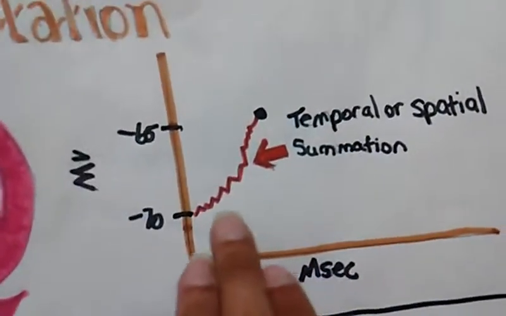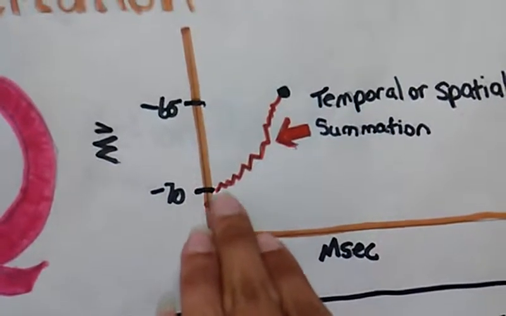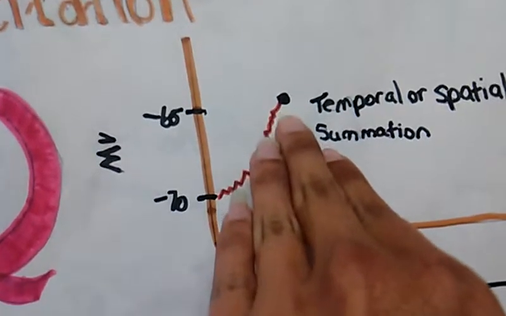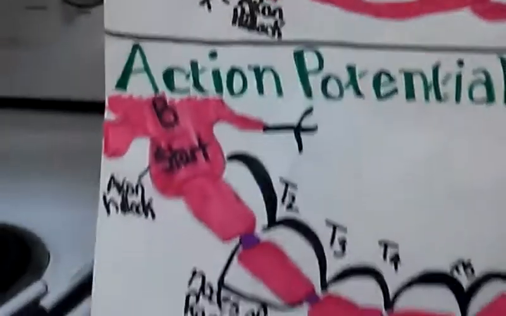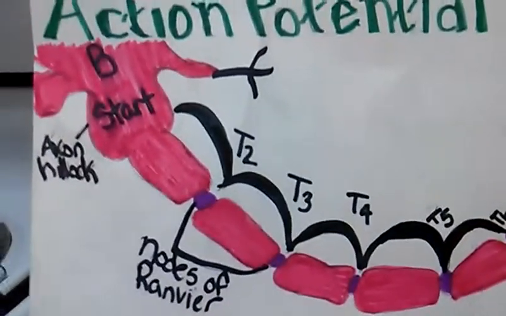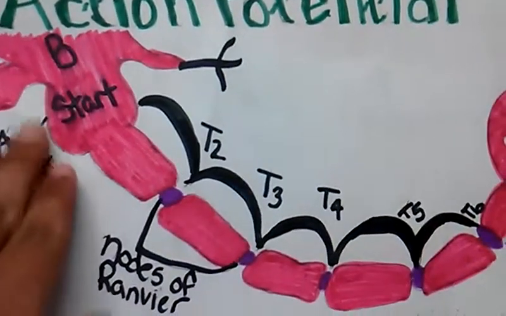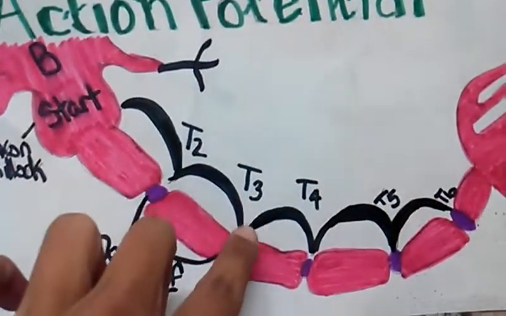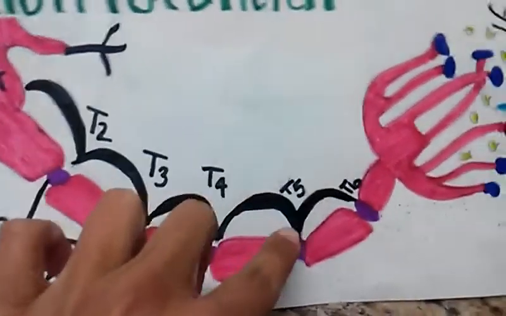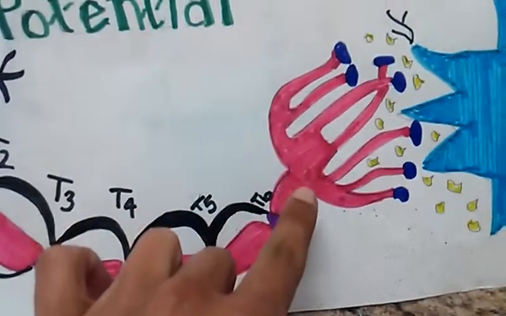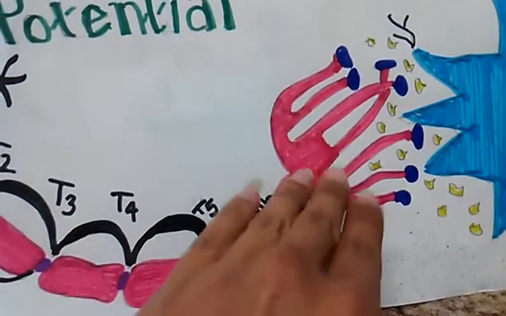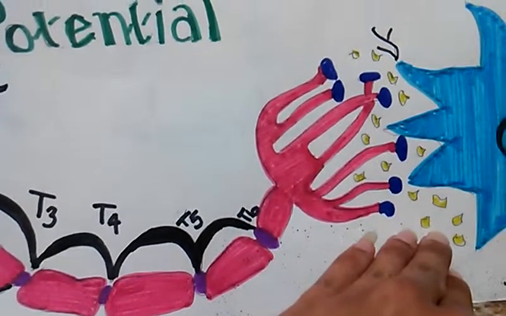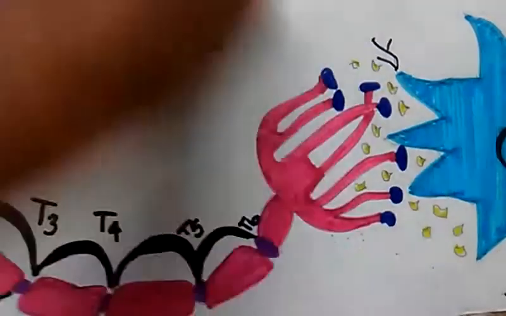And this is what it looks like on a reading of the oscilloscope. You have a whole bunch of EPSPs and they lead up to a negative 65 and they cause an action potential. The action potential starts in the axon hillock and moves from node of Ranvier to node of Ranvier, all the way to the terminal buttons. Once they get there, they release neurotransmitters into a synapse and the process begins again.